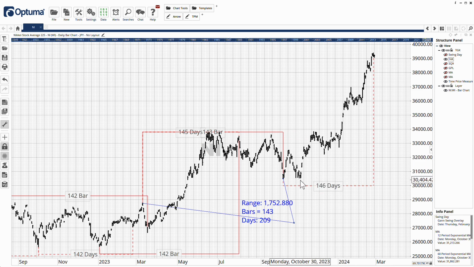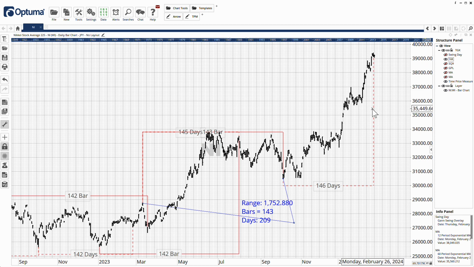A double bottom around a 144 count is giving you a time factor, but it's also giving you a pattern. It's telling you there's good support around this price level, and with the time factor through here, you can see that the market then has had a very strong rally.